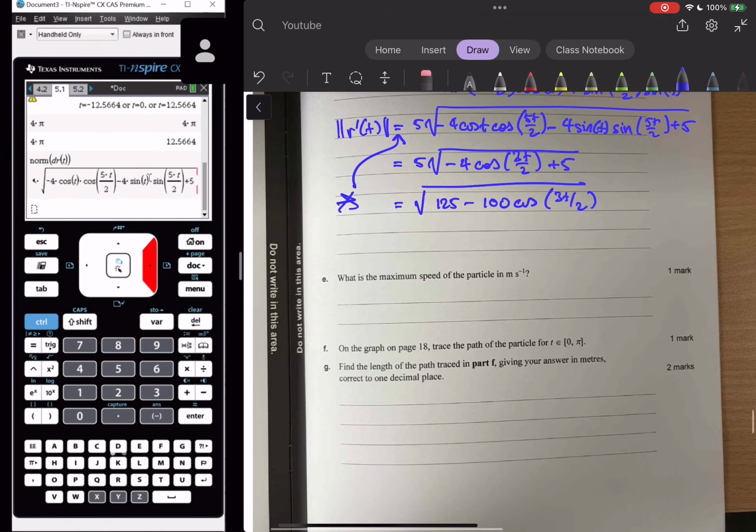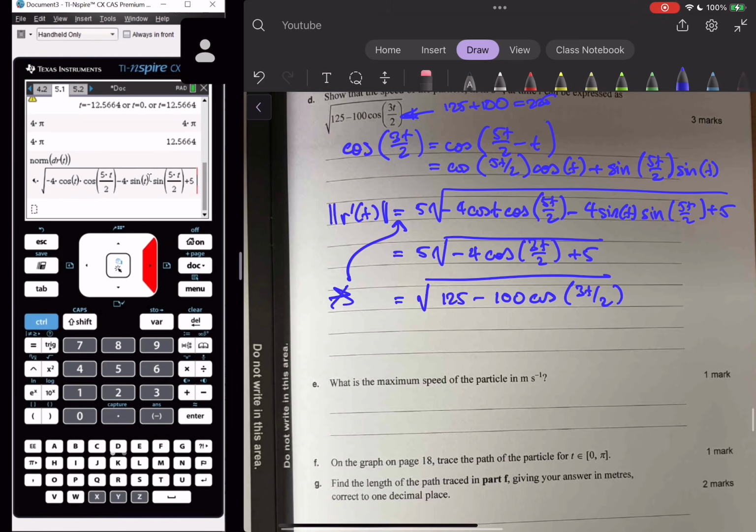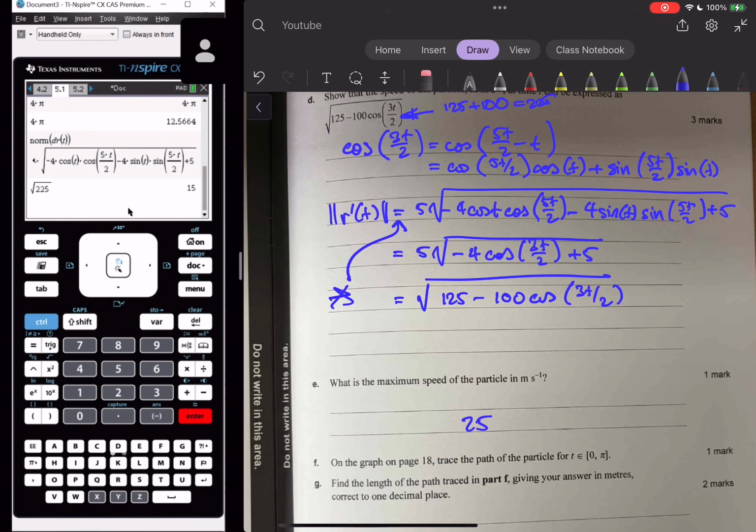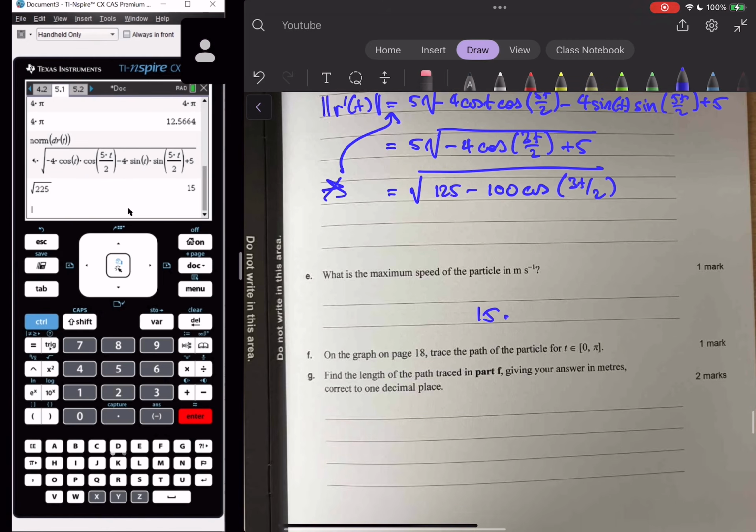Okay, what is the maximum speed of the particle? Well, let's just maximize the inside of this square root here, and the maximum will be 125. The range of cosine is -1 to 1. If you select -1, you'll get a plus 100, so that's going to be 225. So taking the square root of 225 is 25. Is that the square root of 225? Hopefully. No, it's not. It's 15. I think, yeah, 25 squared is 625, not 225.